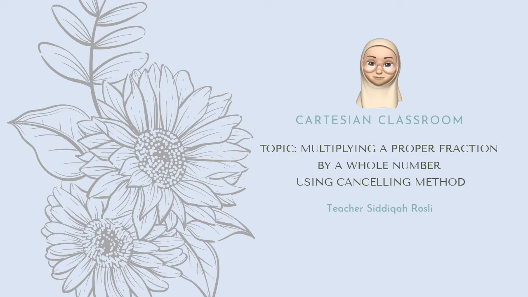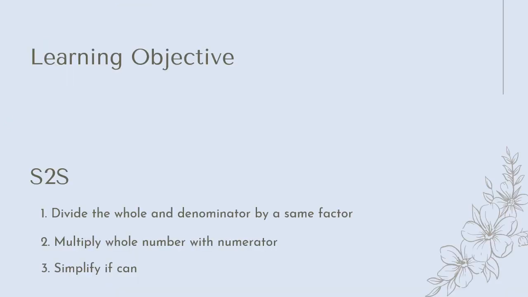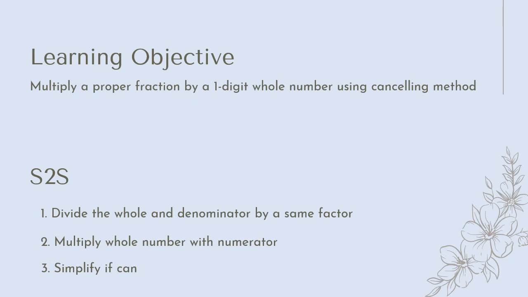Today we're going to continue on with our topic from last time, which is multiplying a proper fraction by a whole number, but this time using the cancelling method. So let's start. Our learning objective for today is multiplying a proper fraction by a one-digit whole number using the cancelling method.